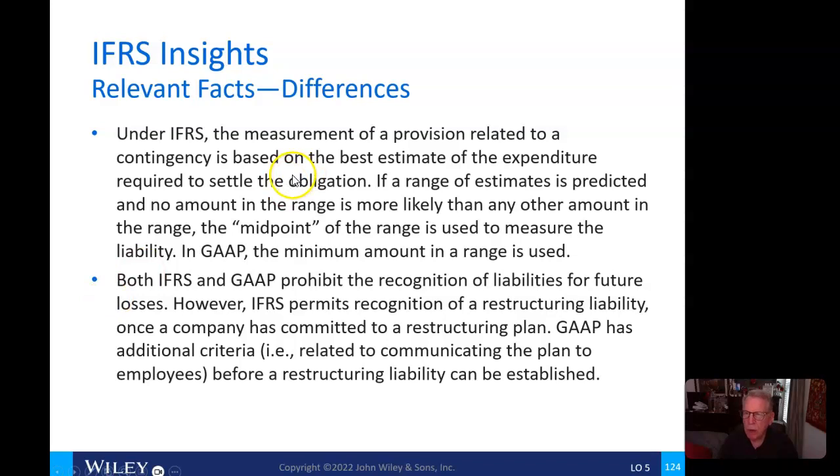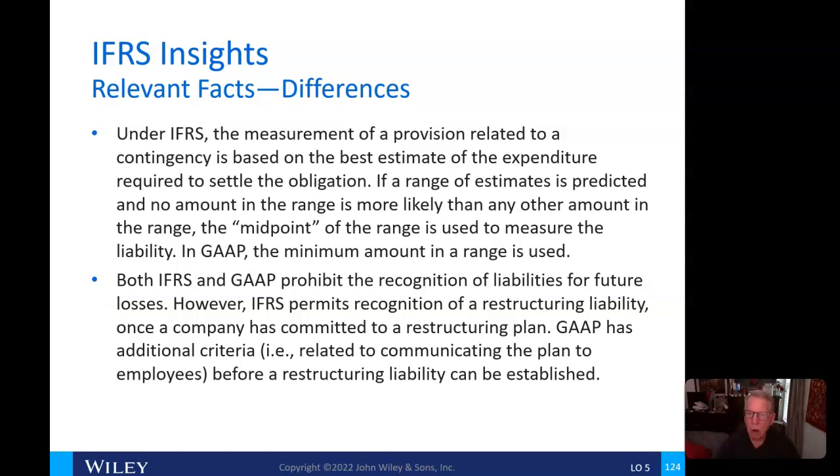There are differences. Under IFRS, the measurement of a provision related to a contingency is based on the best estimate of the expenditure required to settle the obligation. If a range of estimates is predicted and no amount in the range is more likely than any other amount in the range, the midpoint of the range is used to measure the liability. In GAAP, the minimum amount in the range is used. And then both IFRS and GAAP prohibit recognition of liabilities for future losses.